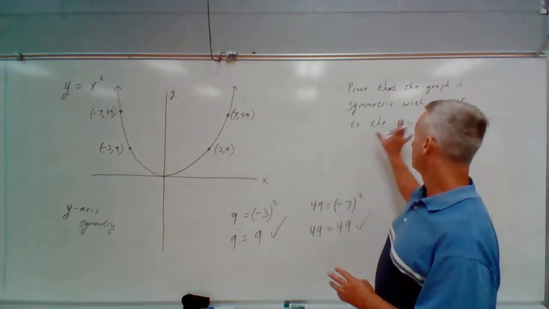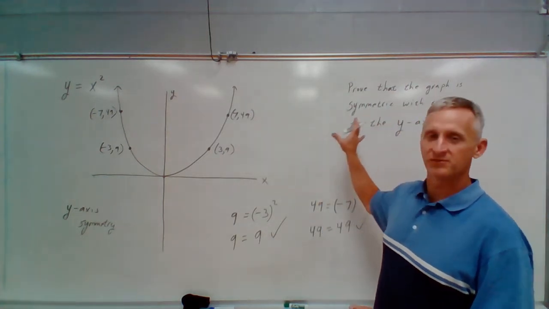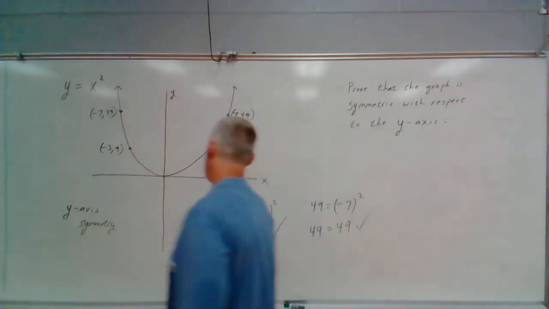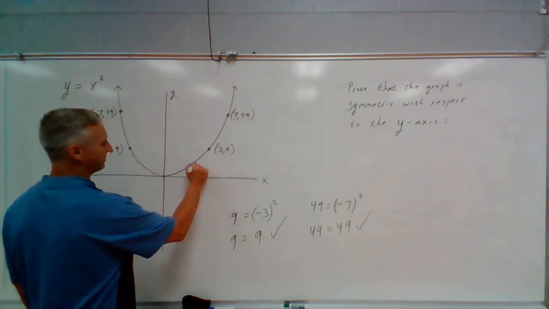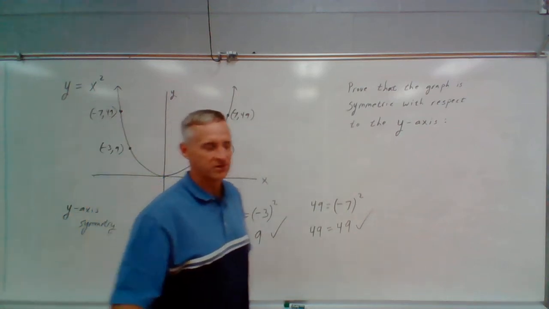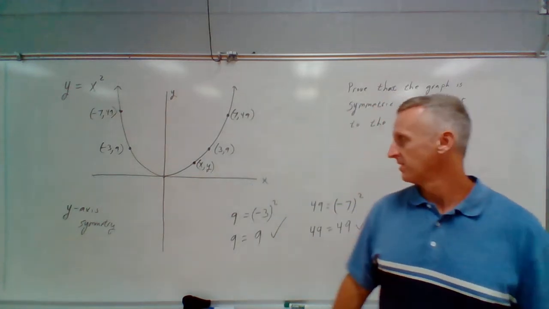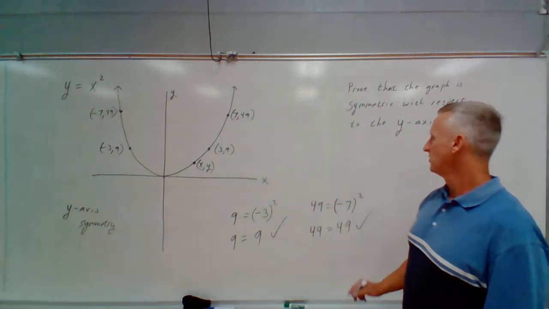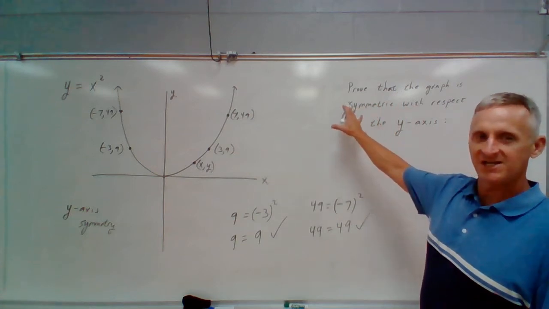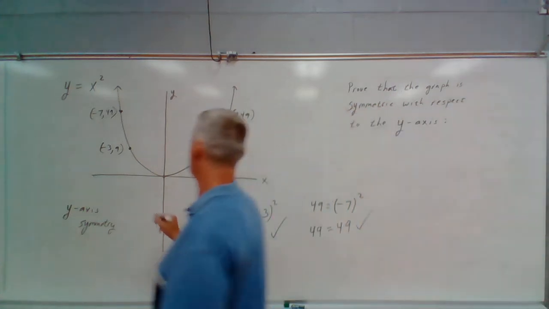But if we want to prove that it's true, we have to prove that it works for every number, not just a few examples. And so what we have to do is put an arbitrary point (x, y) on the graph. It's just any point in the world, any point that's on that graph. So if (x, y) is on there, in order to prove this, we have to show that the point (-x, y) is also on the graph.